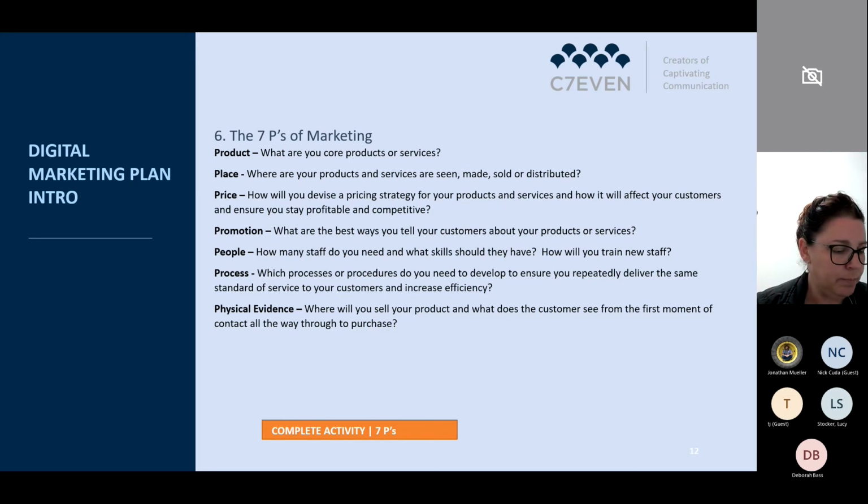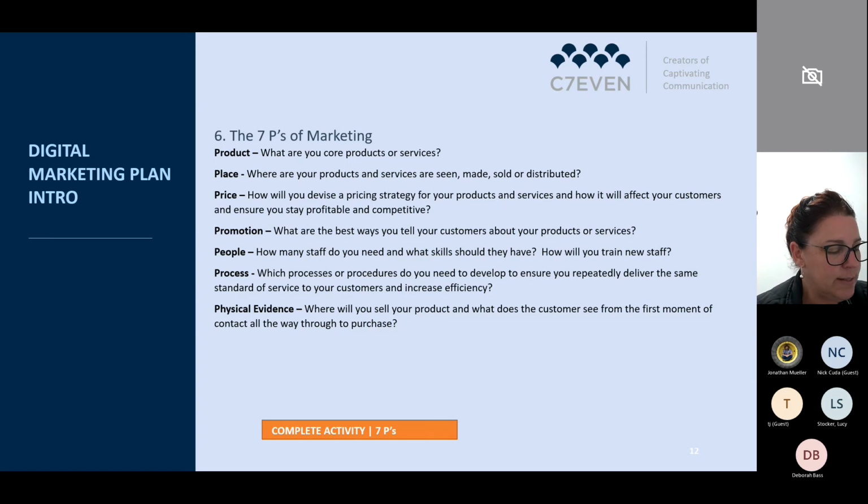Are you selling through gift stores? Are you selling through distributors? Are you a restaurant, so obviously you're dealing through your shop front, or have you got multiple shops? Price. So how will you devise a pricing strategy for your products and services, and how will it affect your customers? How do you make sure that you're profitable, but at the same time still competitive?